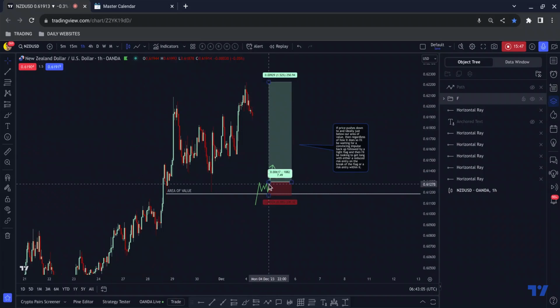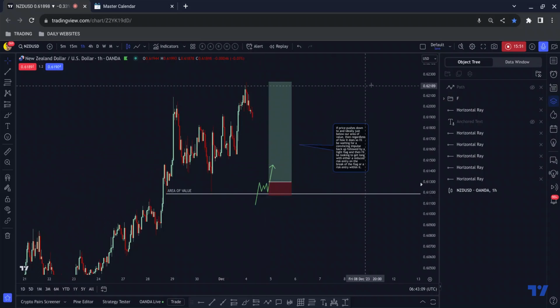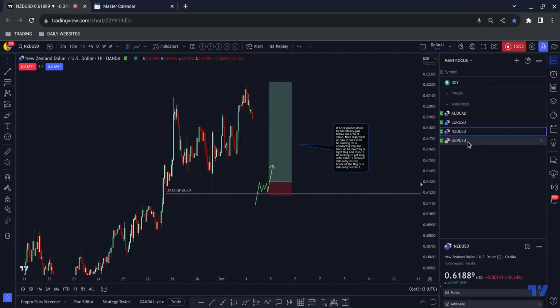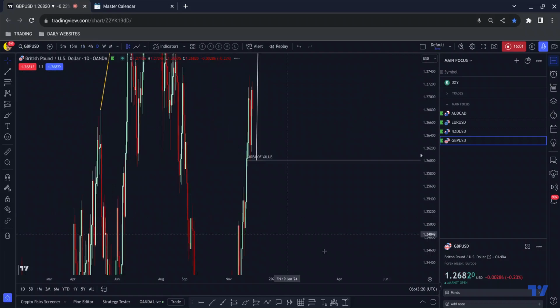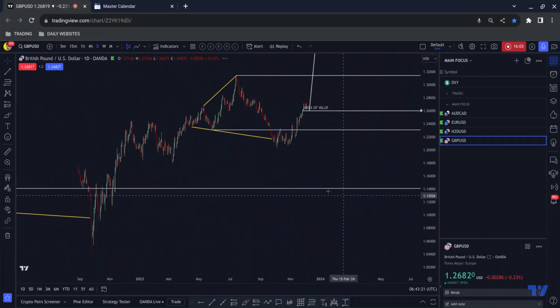Of course, if we got the risk entry within the flag, the risk to reward would be even greater. That is Kiwi dollar. And then with a few minutes left, I'm going to break down pound dollar, and that appears to be doing what I was anticipating as well at this moment in time. We never know what's going to happen.